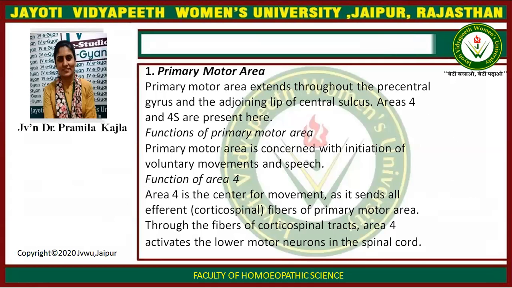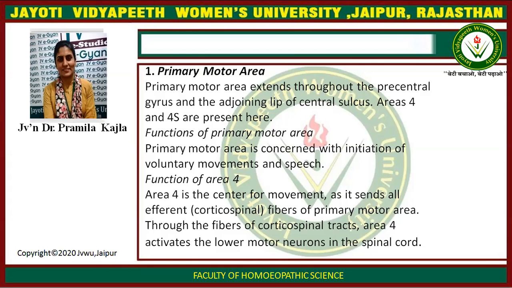Primary motor area extends throughout the precentral gyrus and adjoining lip of central sulcus. Area 4 and 4s are present here. Function of primary motor area. Primary motor area is concerned with initiation of voluntary movement and speech.